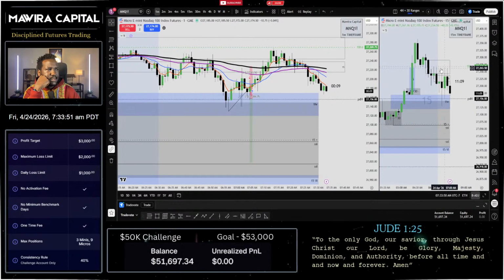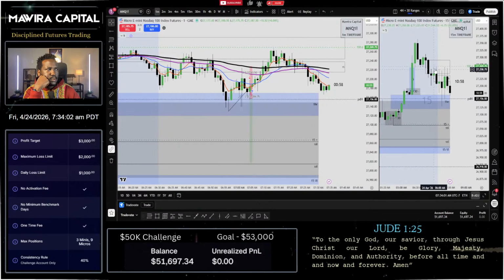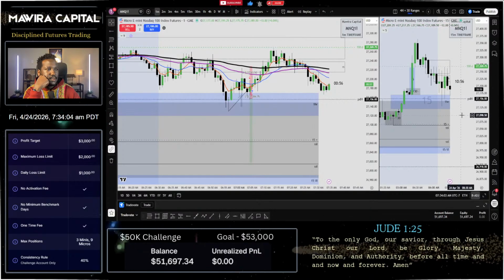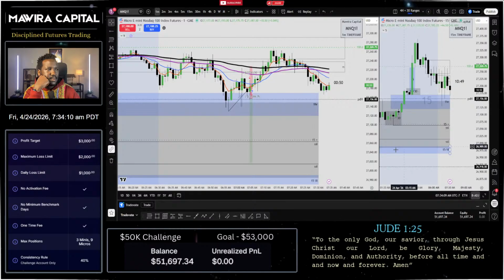And buy side also. BSL engineering right there. So this could be strong resistance here, or it just formed a magnet up there for price to come and run those highs. Shoot.